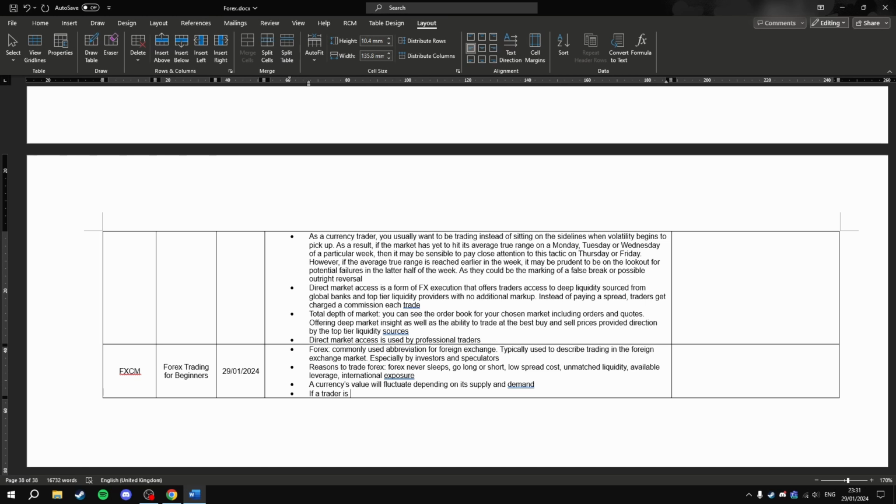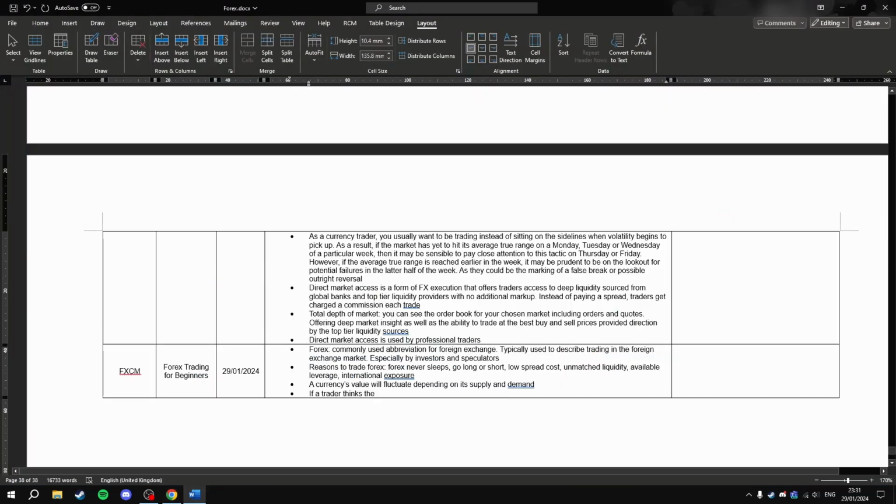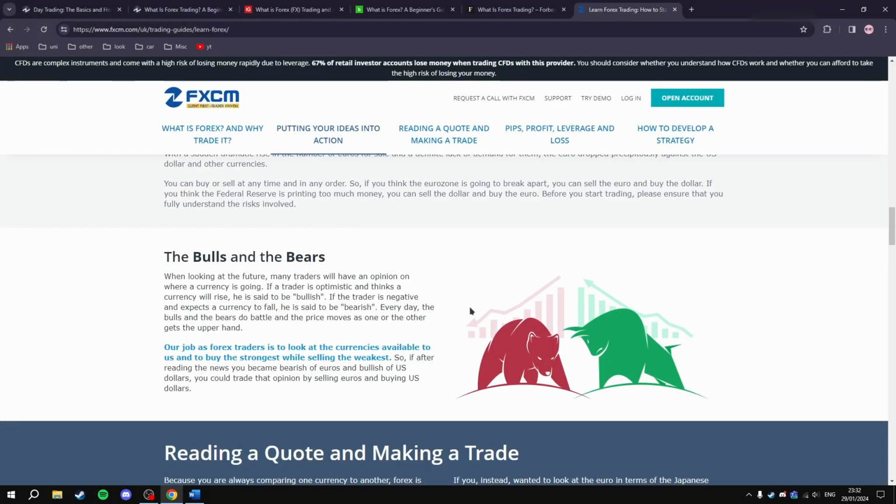If a trader thinks the currency will rise, it's bullish. If a trader thinks a currency will fall, it's bearish. Every day the bulls and bears do battle as the price moves as one or the other gets the upper hand.